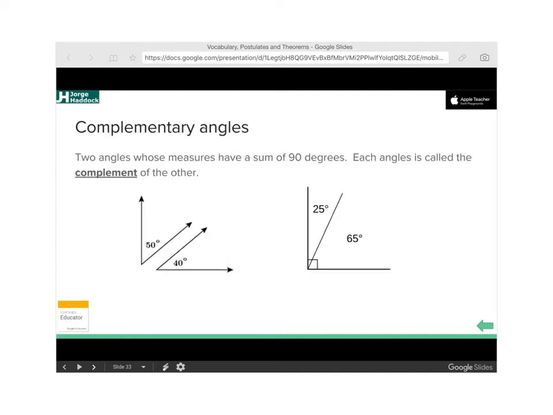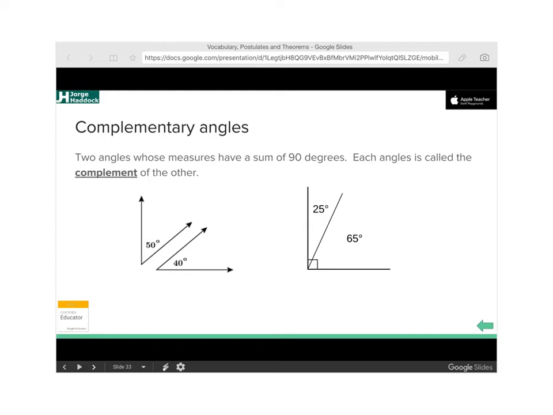And this third is the complementary angle. Complementary angles are two angles whose measures have a sum of 90 degrees. Each angle is called the complement of the other. For example, these two angles, 50 and 40, or you can see it also here, 25 and 65. Any pair of angles whose sum is 90 degrees are complements of each other, or complementary angles.